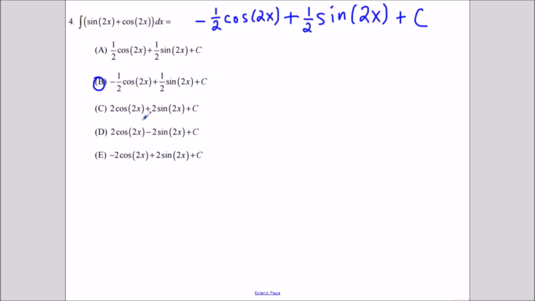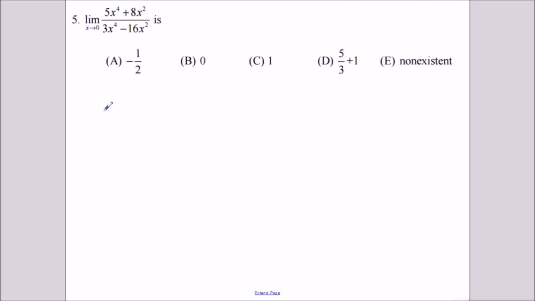If we took the derivative of the second term, you'd have 2 cosine 2x times 2, which would give you 4 cosine 2x, which would not match the coefficient in the integral here. So that's how we know something like choice C is out.